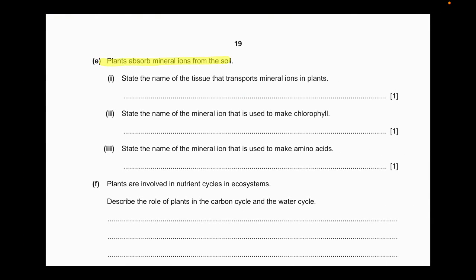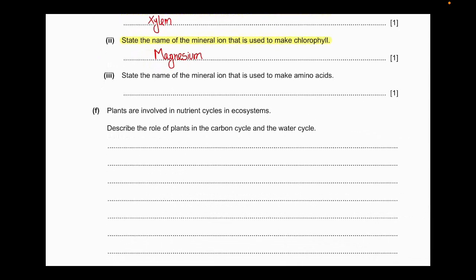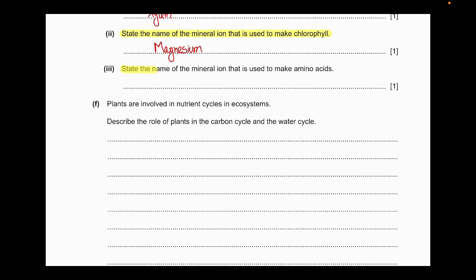Plants absorb mineral ions from the soil. State the name of the tissue that transports mineral ions in plants. So basically xylem transports mineral ions in plants. State the name of the mineral ion that is used to make chlorophyll. So for making chlorophyll, magnesium. The mineral ion that is used to make chlorophyll is definitely magnesium. Magnesium is needed for making chlorophyll.